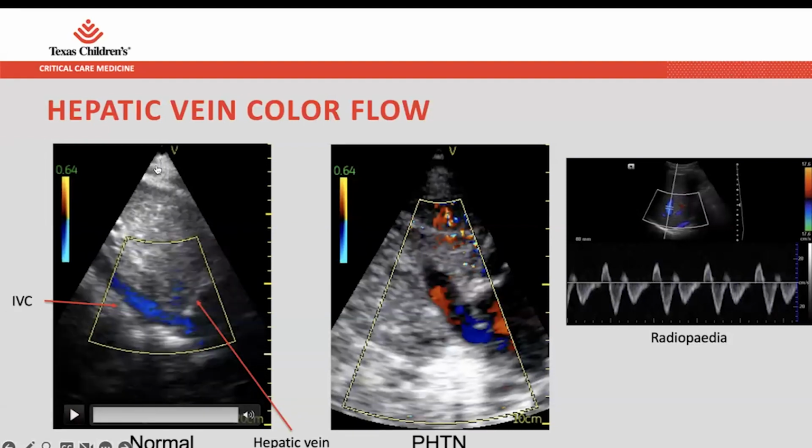And so normally blue away, red towards, right? On the spectrum, we can see that blue is flowing away from the probe. Drainage comes from the IVC towards the RA, and so does hepatic vein flow as well.